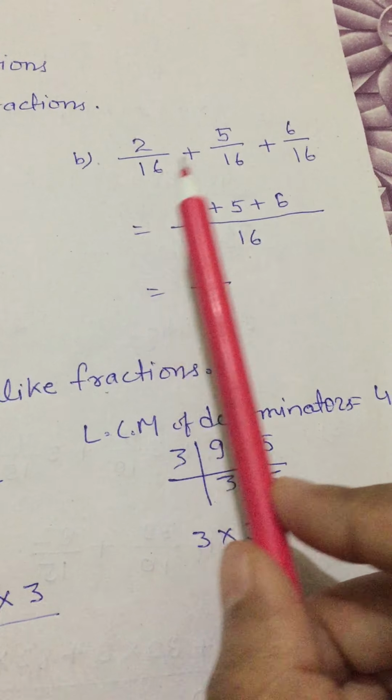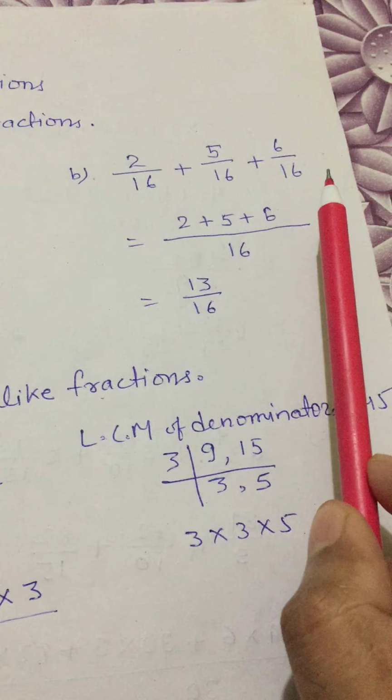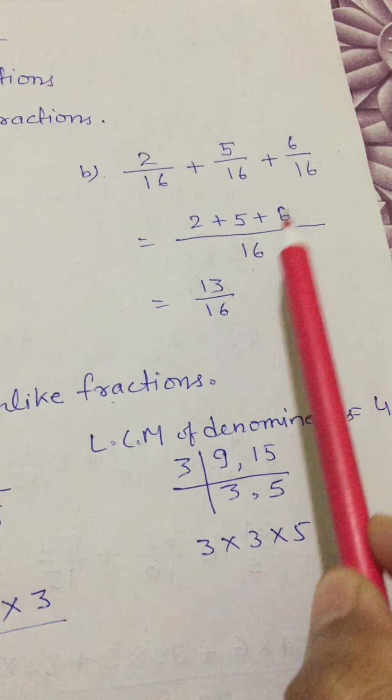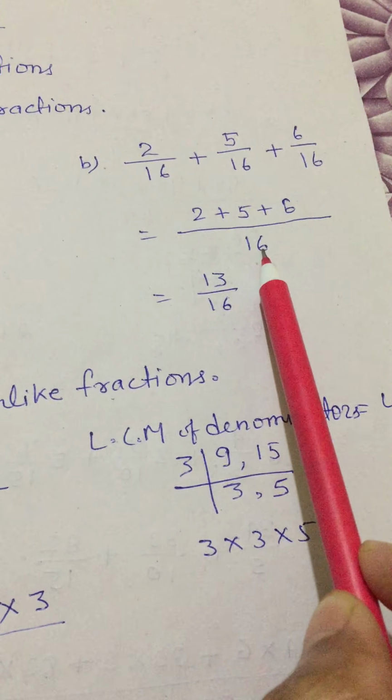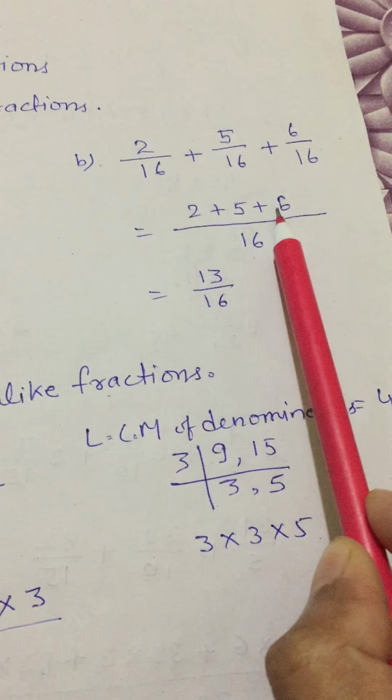Don't do 16 plus 16 plus 16. That will be wrong. Denominator you have to write one time and only numerators will be added.